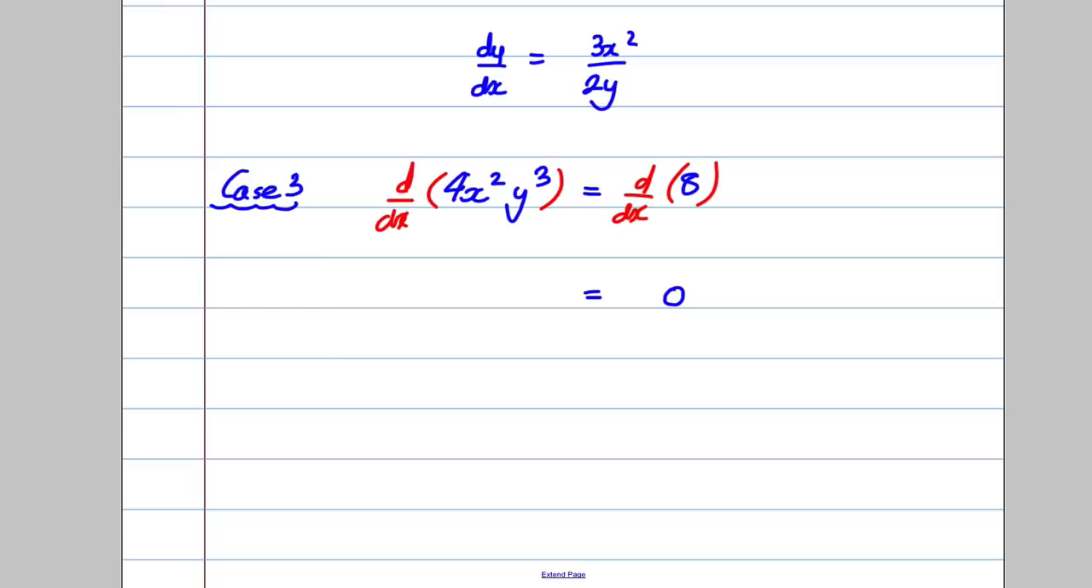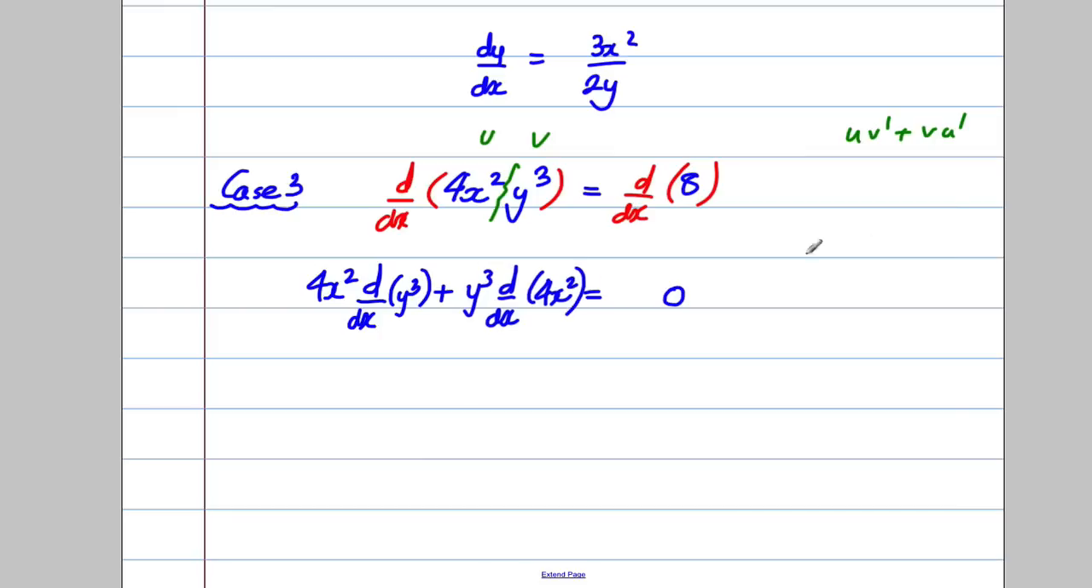And this now, I could think of as the product rule. There is a function multiplied by another function. So, you know with the product rule, uv, it's usually uv dash plus vu dash. So I can think of this as u, which is 4x squared, and differentiate the y cubed, plus the v left alone, so y cubed, and I differentiate the 4x squared. So I'm using the product rule here.